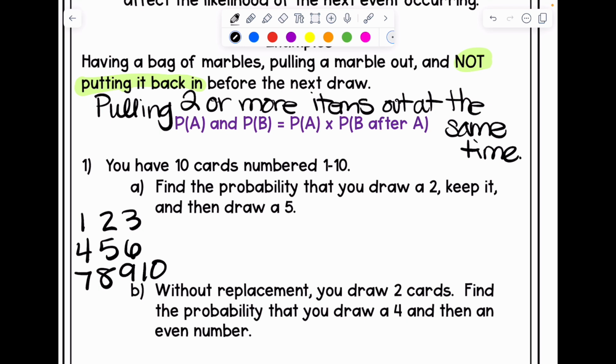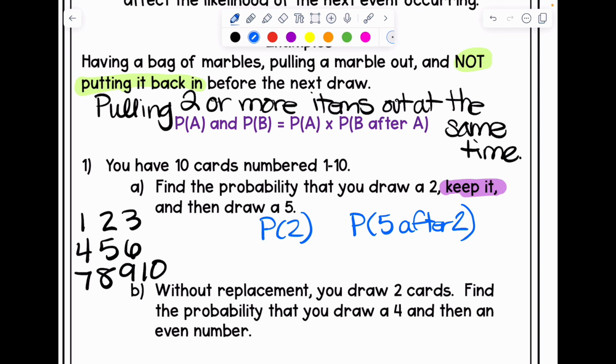Find the probability that you draw 2, keep it, and then draw a 5. So we have this key phrase. It tells us I'm taking that 2, but then I'm going to keep it. And so then I'm going to draw a 5 after that. So again, I want to know my probability that I'm going to draw 2, and then the probability that I would get a 5 after the 2.